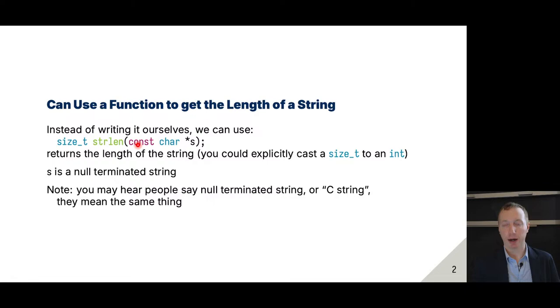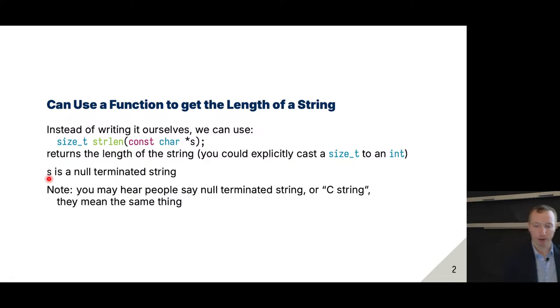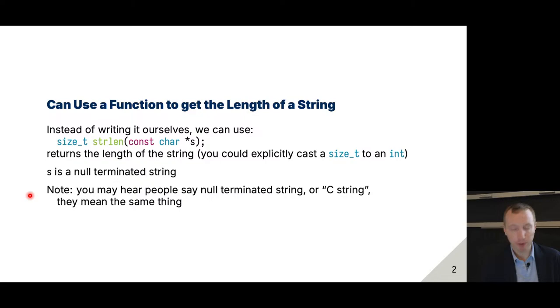It can be a const char because it will not modify them. And then it returns a size_t. Again, that's basically like an integer. For the purposes of this course, we could just explicitly cast that size_t to an int, and everything should work just fine. So it just returns the length of the string for you. The rule is that s has to be a null terminated string. Throughout this lecture and throughout people talking about C code, you might hear people saying this is a null terminated string, or this is a C string.